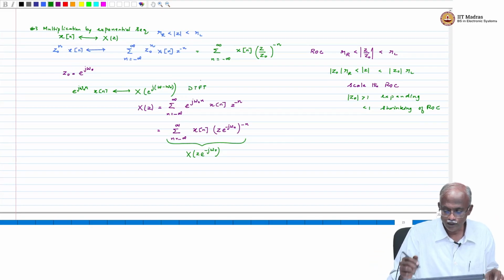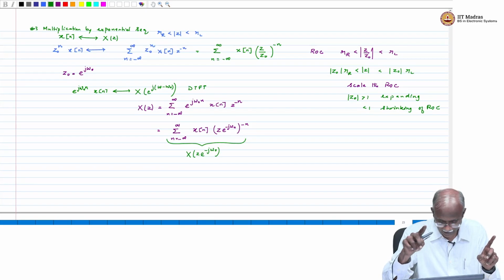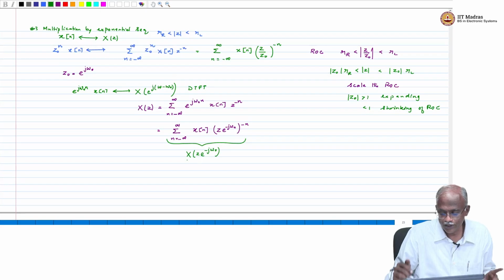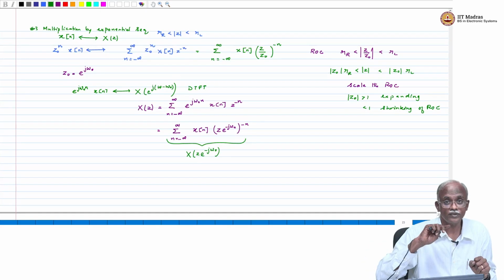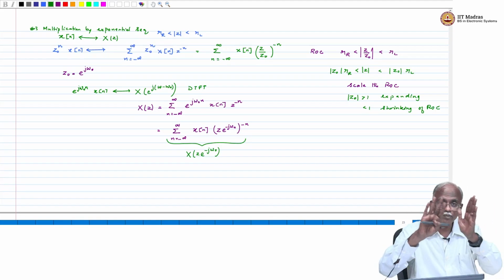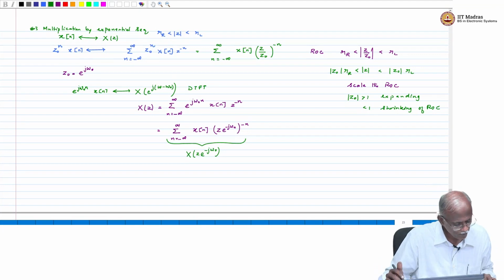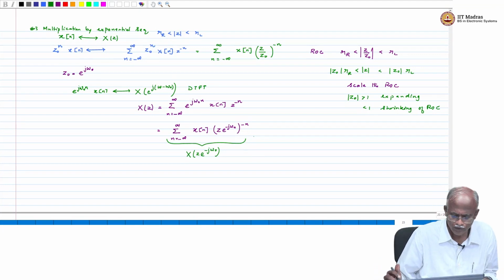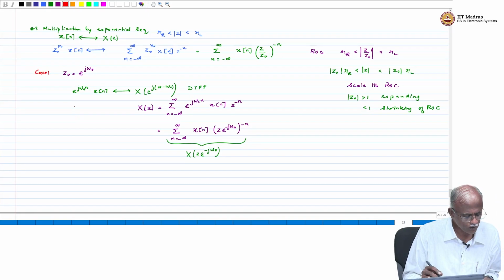Okay, so if you multiply x of n by e power j omega naught n, the corresponding z transform is x of z e power minus j omega naught. On the unit circle it will be a shift by omega naught, but at other points you have to write it as z e power minus j omega naught. Okay, so this is case 1. You've taken this in this form.